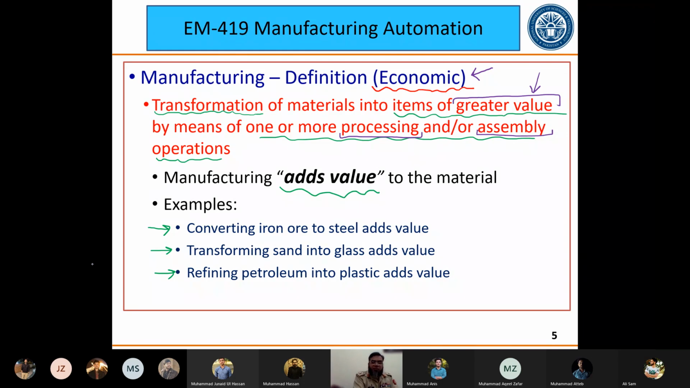This is the term which you would come across, add value, or maybe you will also come across the term value addition. Let me just write it down for you. Manufacturing adds value to the material, or we may say that manufacturing causes value addition to the material. Some examples are converting iron ore to steel, transforming sand into glass, and refining petroleum into plastics. In these, value is added to the raw material.